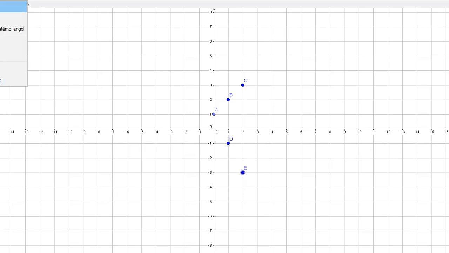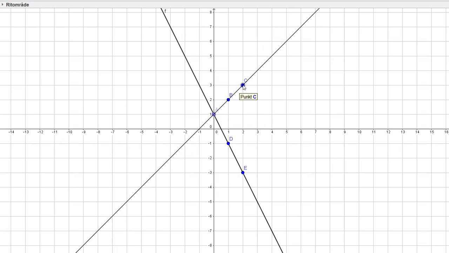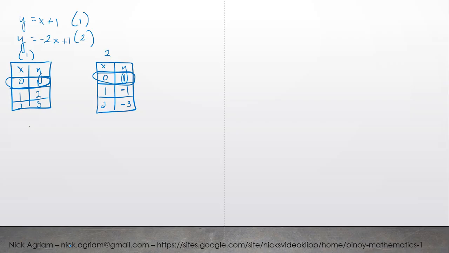So if I'm going to connect the plot, the dots, then as you can see, my solution is 0 and 1, as we have seen here already.